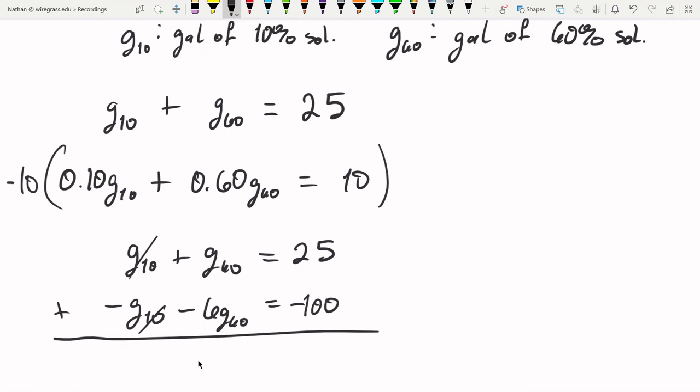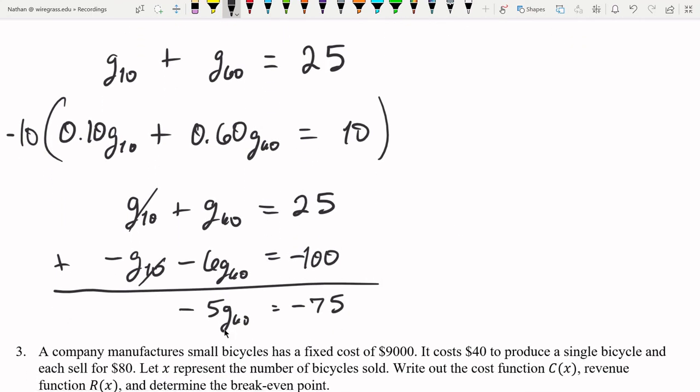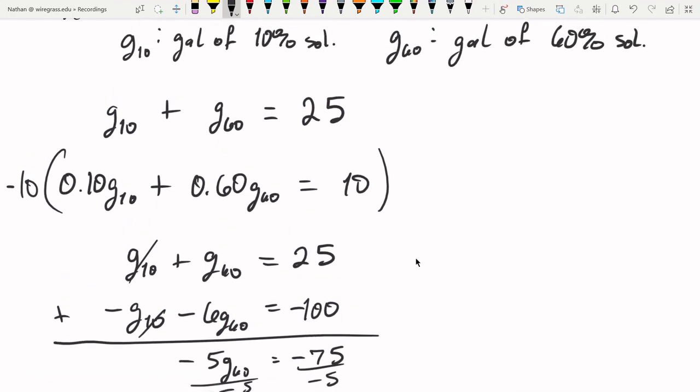G60 minus 6G60 is going to be minus 5G60. And 25 minus 100 is negative 75. All I have to do now is divide by negative 5. And I get G60 equals 15. Okay, G60 equals 15.